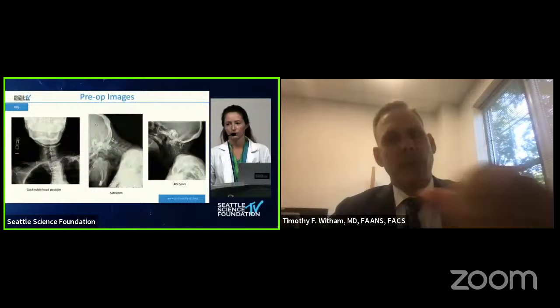So do you mind going back towards the initial thing? So these are some pretty dramatic images. The initial images. So Tim, are these more geriatric odontoid fractures the same scourge on the East Coast that they are here on the West Coast?